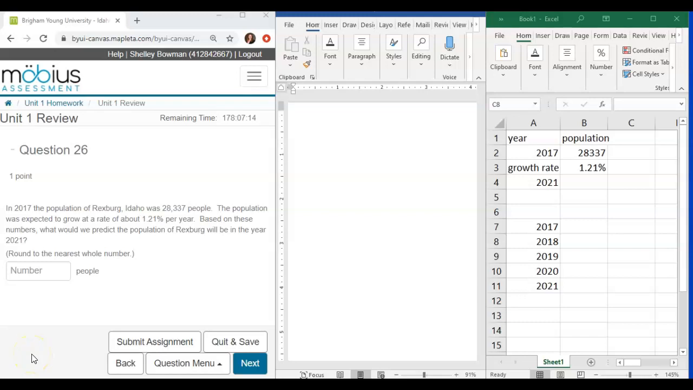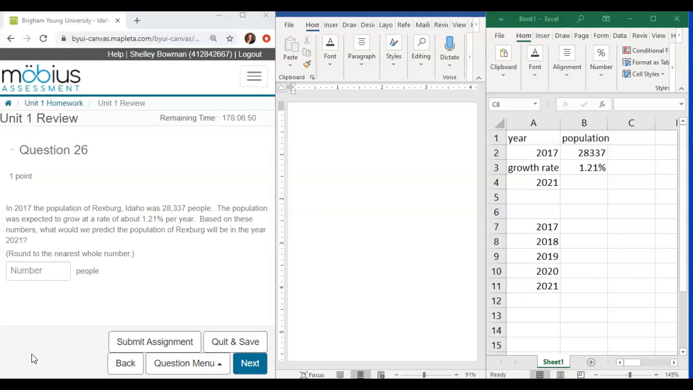Unit 1 Review, question number 26. In 2017, the population of Rexburg, Idaho was 28,337 people. The population was expected to grow at a rate of about 1.21% per year. Based on these numbers, what would we predict the population of Rexburg will be in the year 2021?